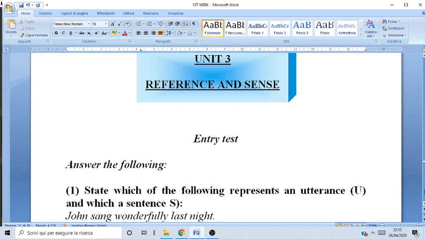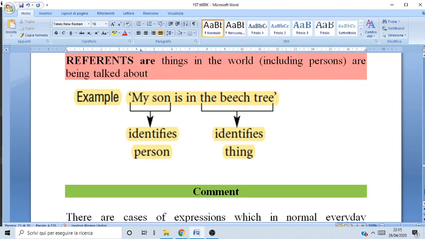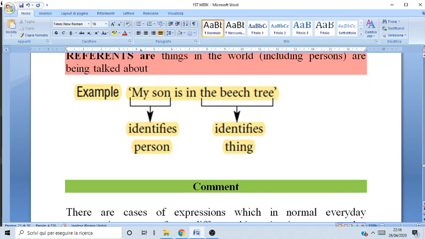And after this entry test, I gave you the definition of reference. So reference are actually things that are in the real world. So they can be both people or objects that are being talked about. My son is in the beech tree. We said that my son is identifying a person. The beech tree is identifying a thing, okay? They're referring to something. These words are referring to something in the real world.